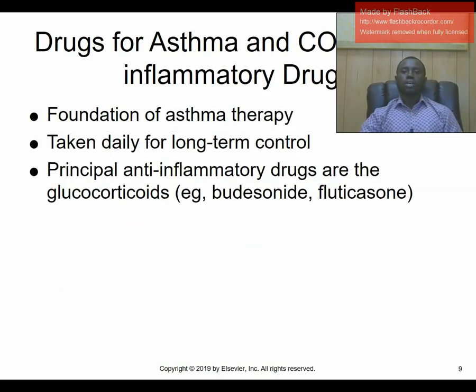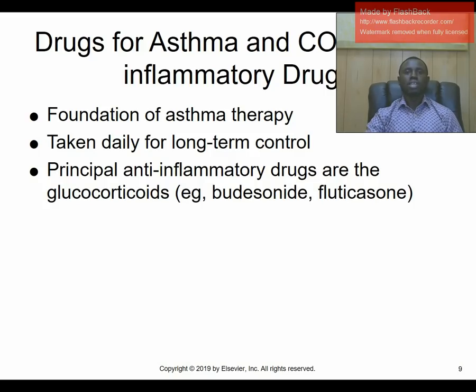So, let us now focus on the classes of medications that are used for asthma and COPD. We will first begin by discussing anti-inflammatory drugs. Anti-inflammatory drugs are the foundation of asthma and COPD therapy. Because they are long-acting and long-term, they are used for maintenance of asthma and COPD. These are drugs that the client will take every day for long-term control of both diseases.